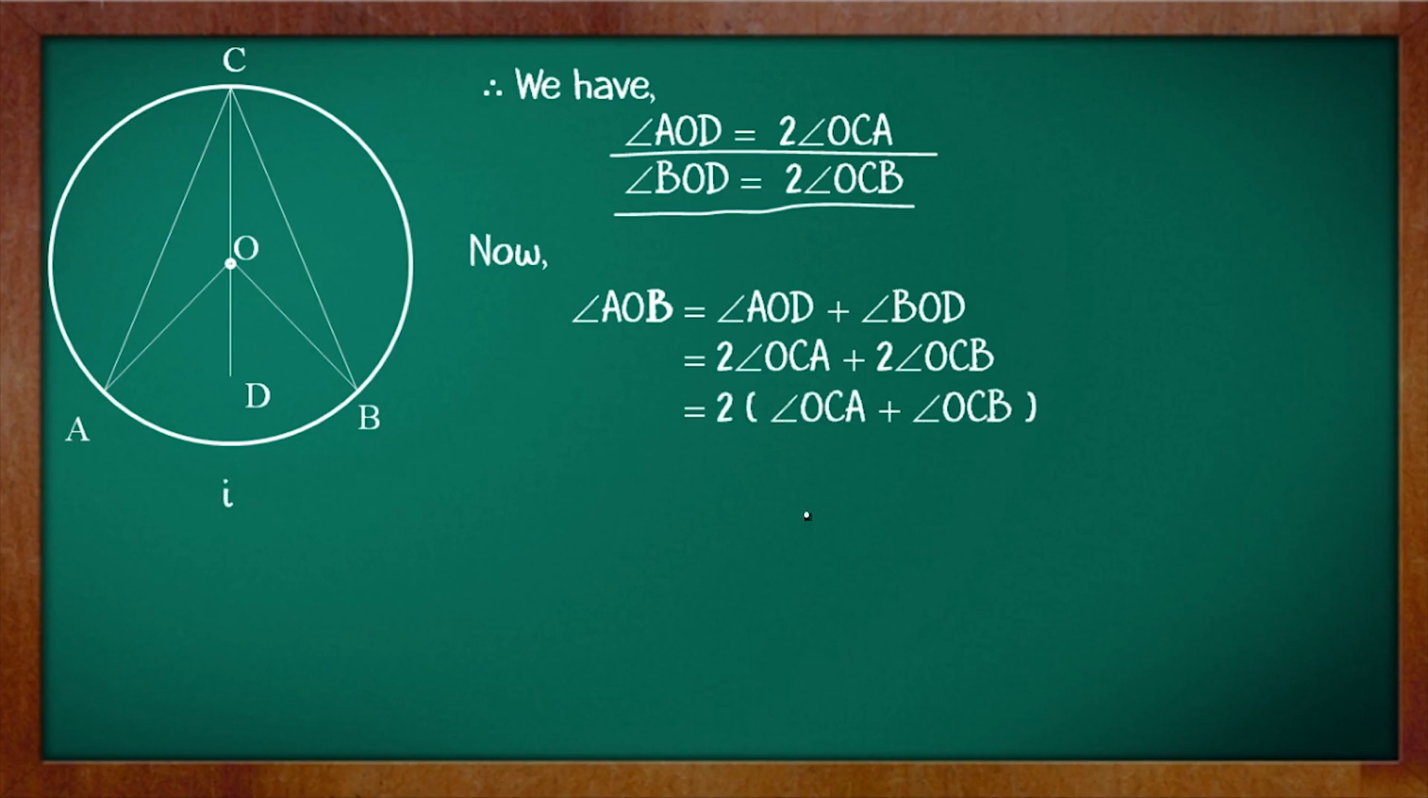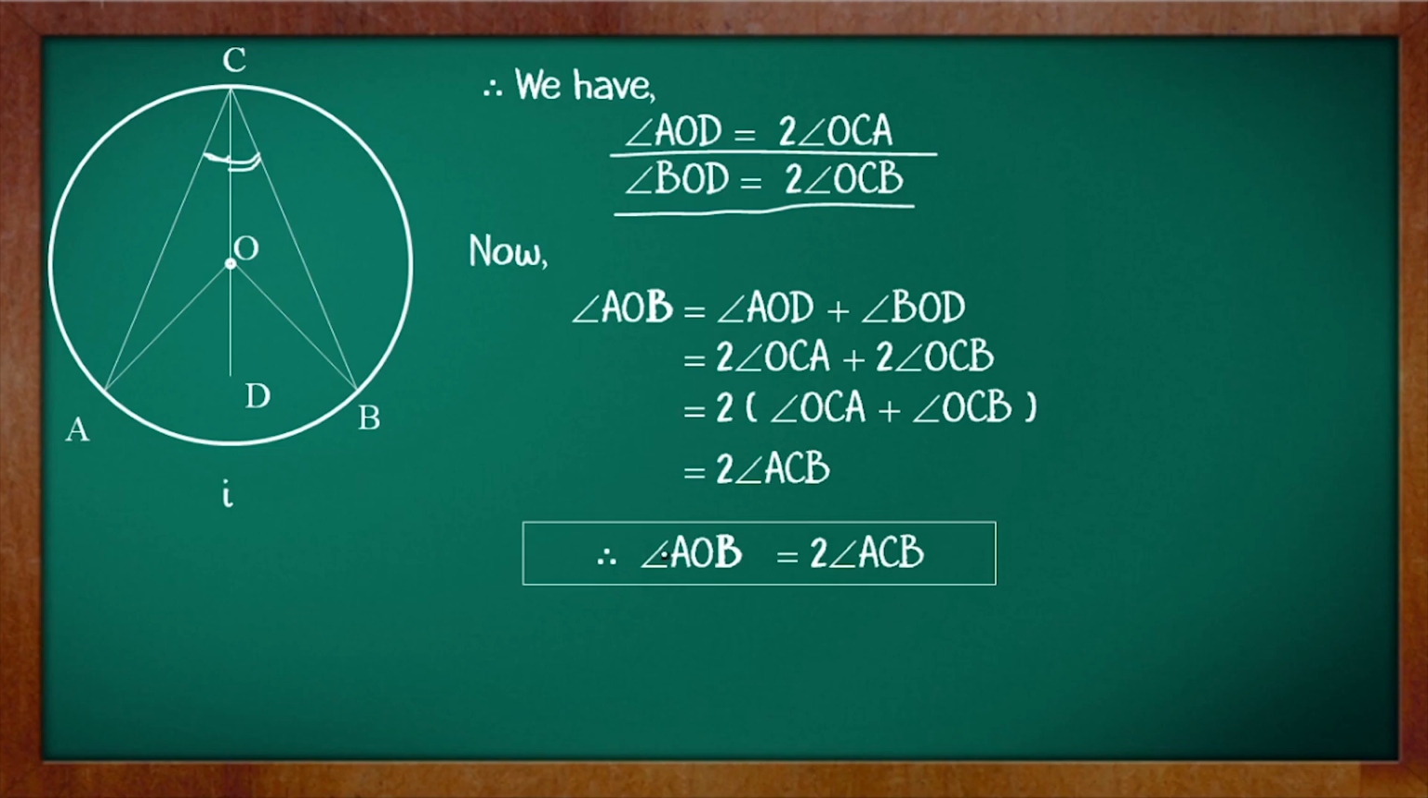Now taking out 2 common, we'll have angle OCA plus angle OCB. Now let's see where is angle OCA. OCA is this angle here, and angle OCB is this angle here. So when we add these two angles, we'll be getting angle ACB. So this is the whole angle that we get here. So finally what we get is angle AOB is equal to 2 angle ACB. So this is from the first diagram.